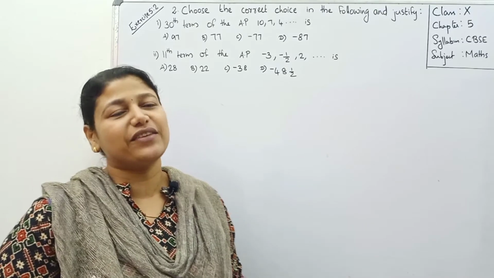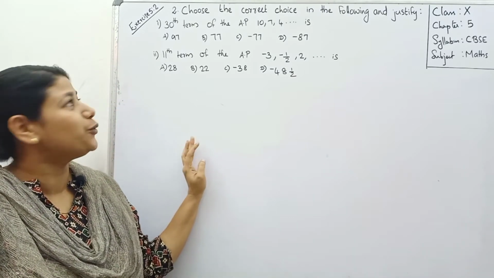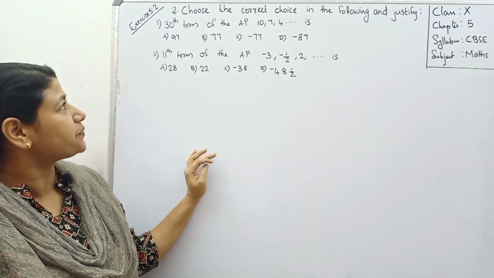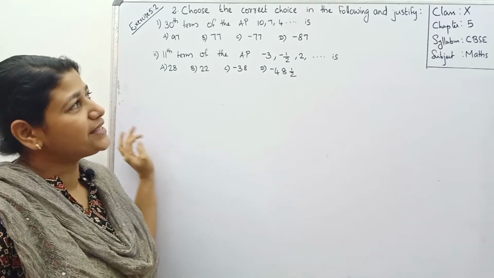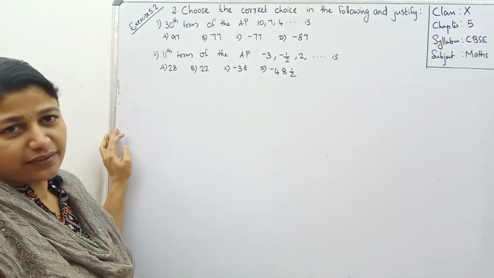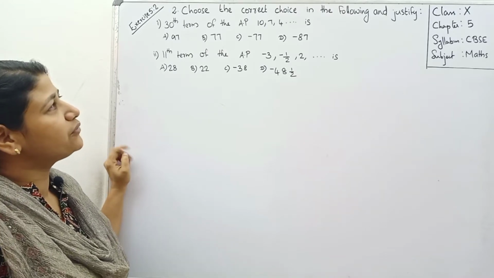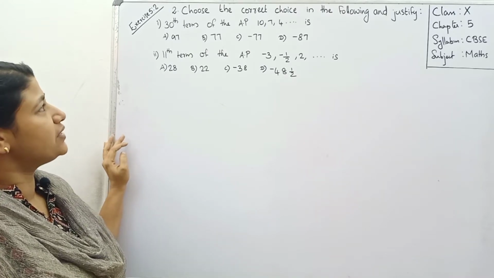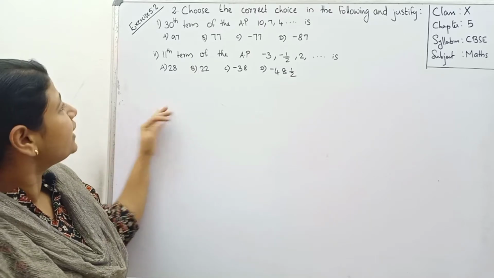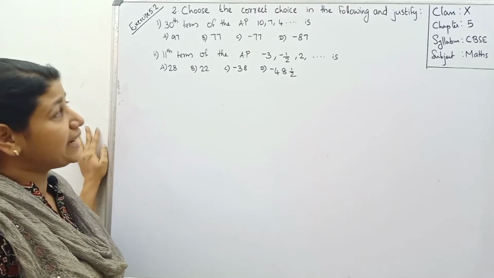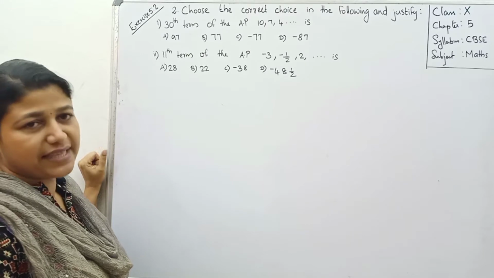Today also we are continuing with the same exercise 5.2. Here is the second question. Choose the correct choice in the following and justify. In that there are two sub-questions. The first is the 30th term of the AP 10, 7, 4, etc. is. Four options are given: 97, 77, negative 77, negative 87.